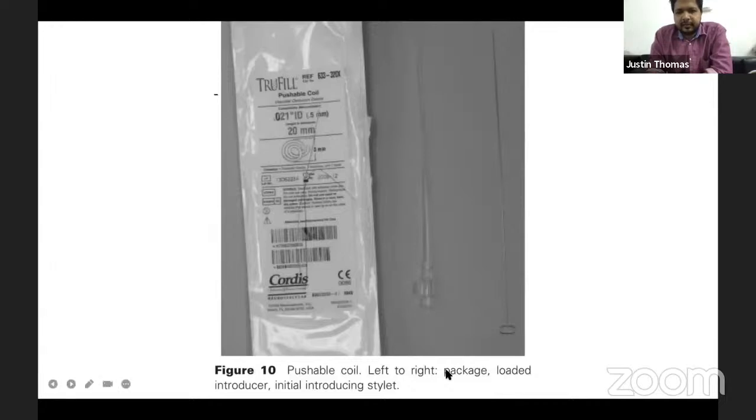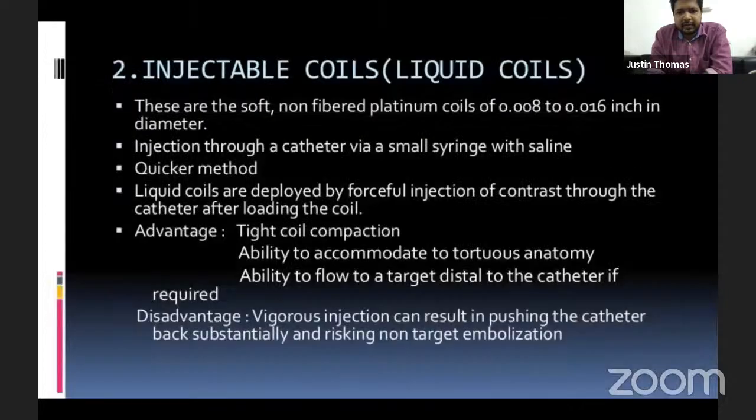This is the pushable coil, which is used to push the coils through a desired microcatheter. And next is injectable coils, which are also called liquid coils. These are very much softer compared to the pushable coils. And so it is non-fibered and the size is usually smaller, and it can be injected through a catheter with a saline or contrast, and it is usually quicker and can be deployed by injection of contrast.